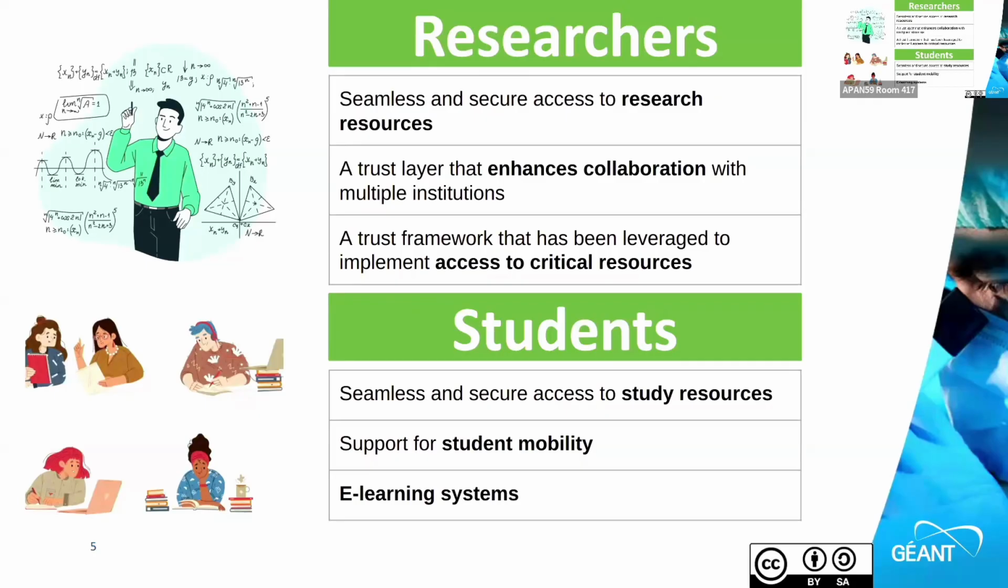So trust is fundamental. For students, we have, of course, study resources, be those learning management systems, or facilities for enrollment or admission. And then we also have support for student mobility. Without a trust layer, it's impossible to implement student mobility in an easy way: you would need to set up a number of bilateral agreements among all the institutions. And this is why, again, the trust layer is so important.